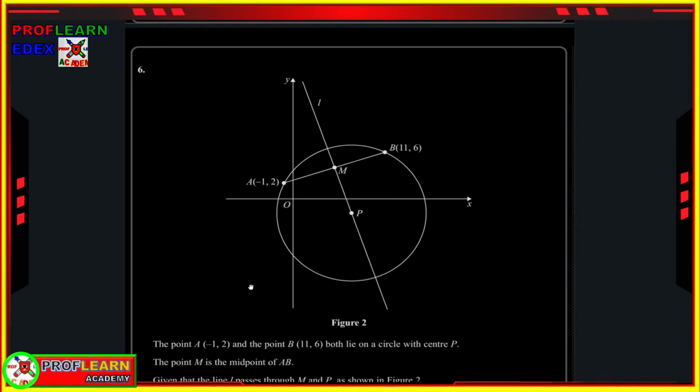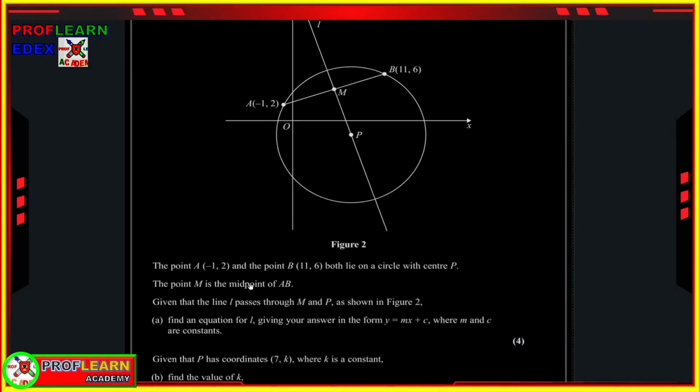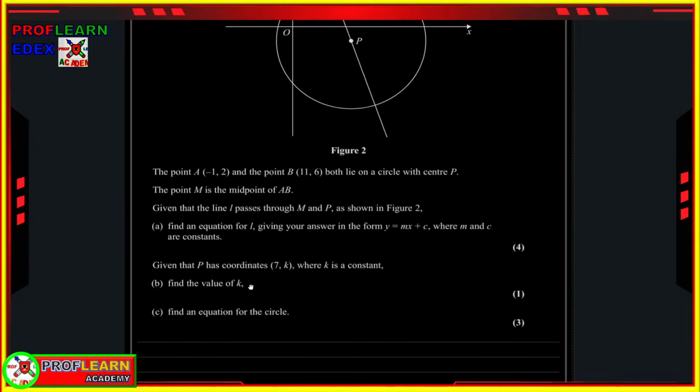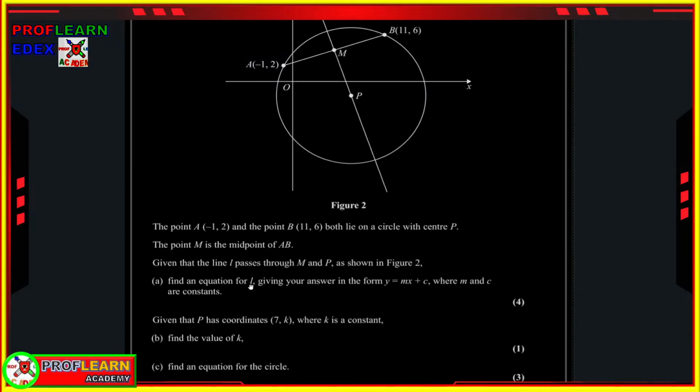And we are going to discuss this question of a circle, whereby we are told the point A (-1, 2) and the point B (11, 6) both lie on the circle with center P. The point M is the midpoint of AB, so which means we can find the coordinate of M. But for part A, we are supposed to find the equation of L. So before we do anything, we need to work out the coordinate of M. How do you get the coordinate of M?